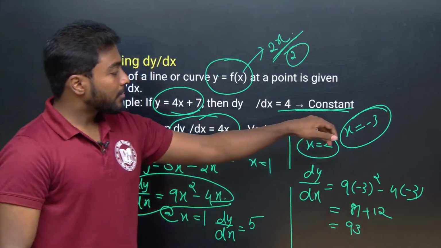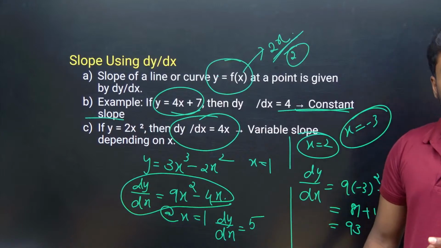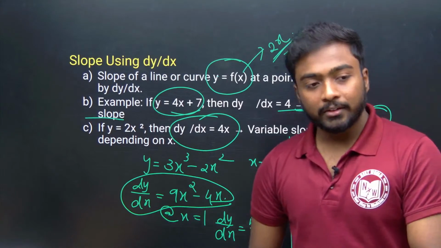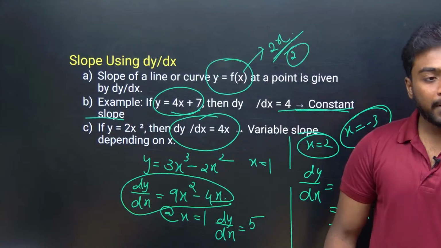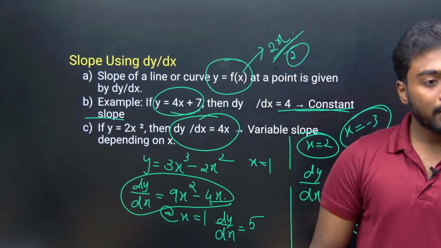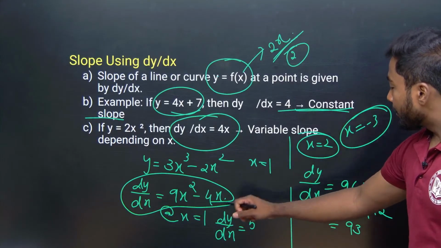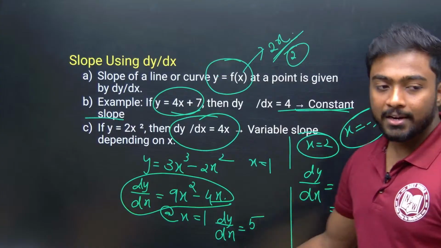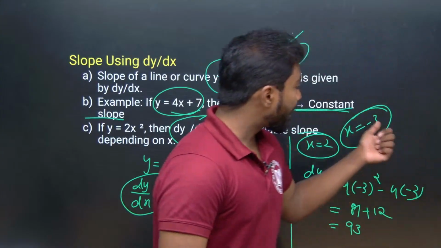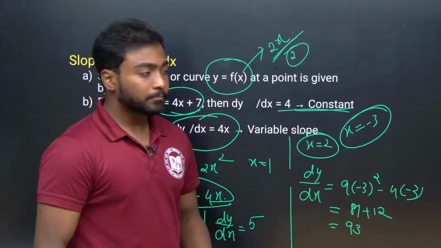If I take the value, whether the slope is positive or negative, we cannot say beforehand. Depending upon the value we get at the end, we can say it is a positive slope or negative slope. See, at x equals 1, x equals 2, I got a positive slope, but at x equals minus 3 also I got a positive slope. Okay.